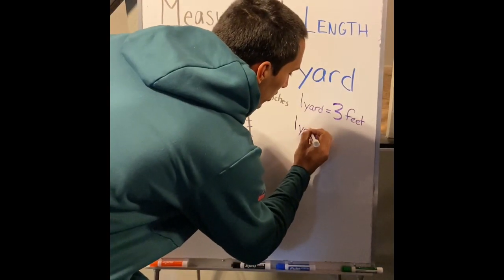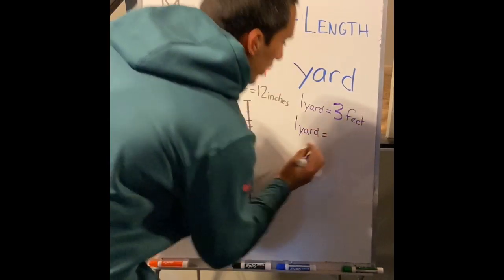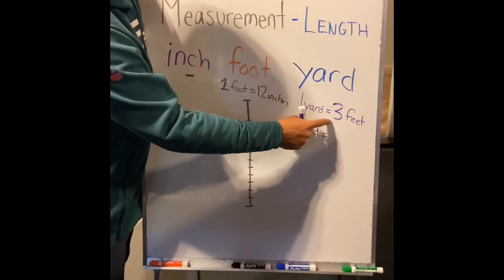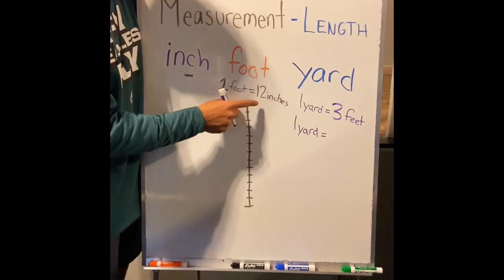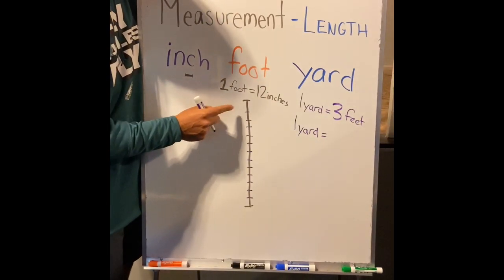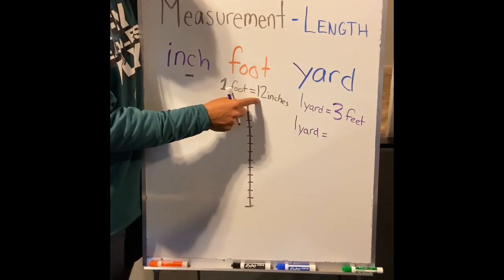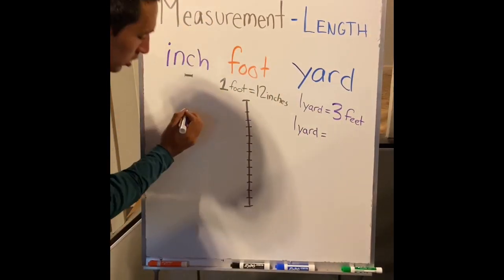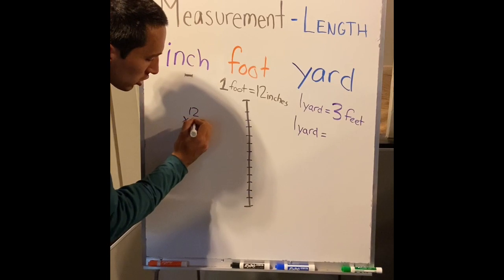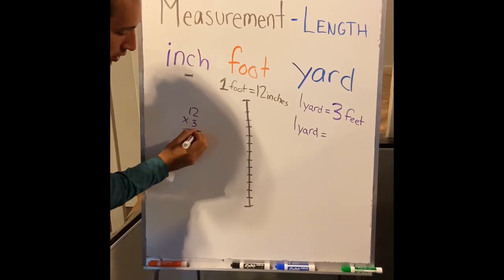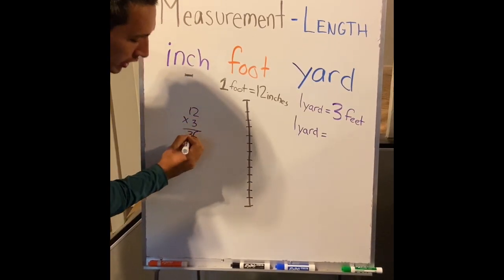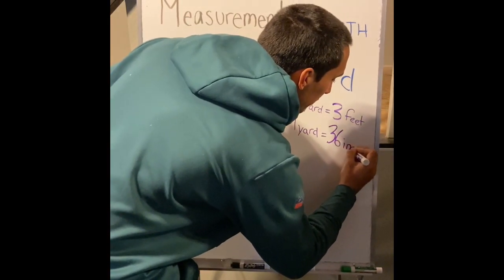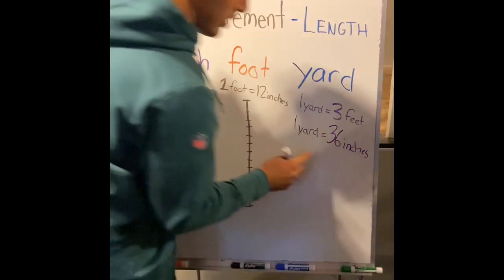1 yard also equals how many inches? So if there are 3 feet in a yard and 12 inches in 1 foot, we have to do 12 times 3 to find out how many inches are in the yard. So if we do 12 times 3, 3 times 2 is 6, 3 times 1 is 3. There are 36 inches in 1 yard.